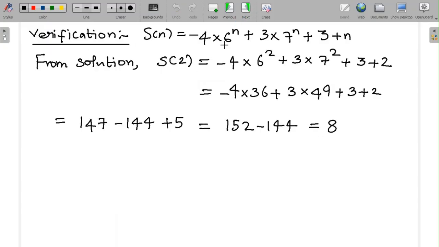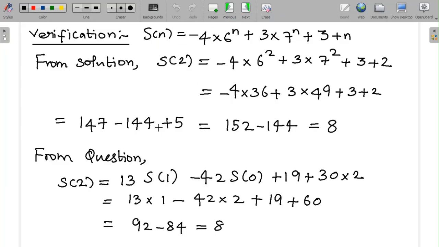Let's try and find what S of 2 is. Using 2 in the place of n, we have minus 4 times 6 squared plus 3 times 7 squared plus 3 plus 2, which comes down to 8. And now we'll go back to the recurrence relation that was part of the question and use 2 for n, where S of 2 is equal to 13 times S of 1 minus 42 times S of 0 plus 19 plus 30 times 2. That once again comes down to 92 minus 84, which is again 8.